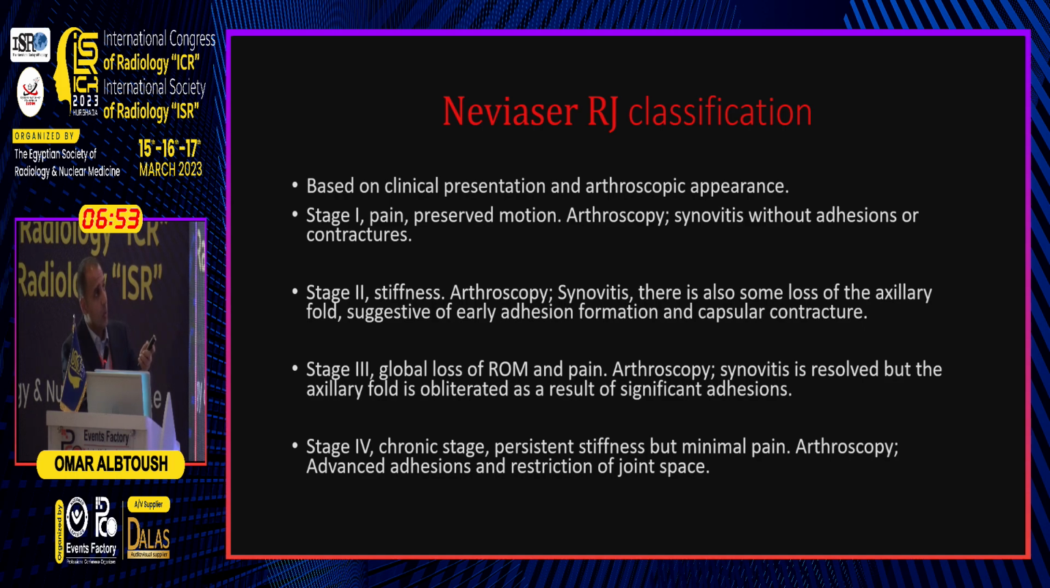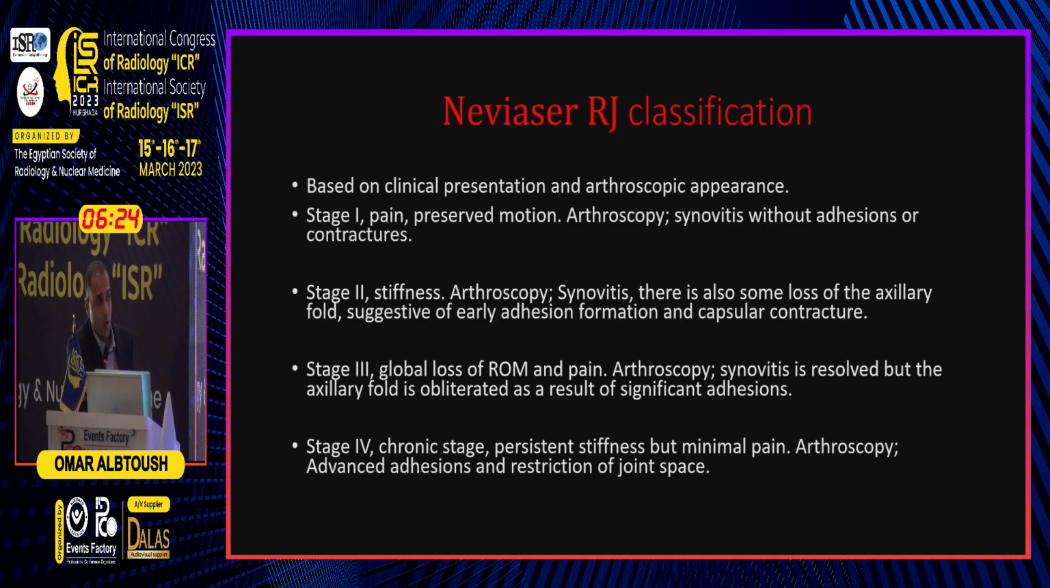Okay, so stage 1. In stage 1, the patient will come with pain and preserved motion, no limitation of motion, and arthroscopy will show synovitis without adhesions. So this is a clinical and arthroscopic staging. Stage 2, there will be stiffness, and arthroscopy will show synovitis. Also, there is loss of the axillary fold. It's indicative of early adhesion formation.